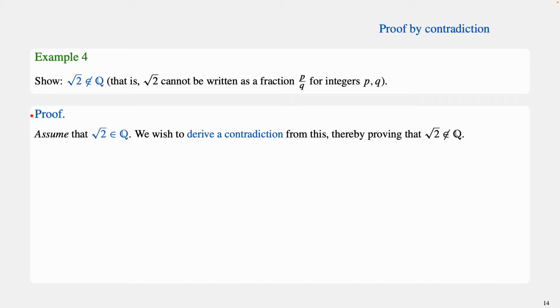Our approach is a proof by contradiction. So we assume the opposite of what we want to prove. We assume that the square root of 2 is in fact a rational number. So that means we can write square root of 2 as a fraction in this form. Then we want to derive a contradiction from this assumption, and this in turn means that our original claim must be true, being that square root of 2 is not a rational number.